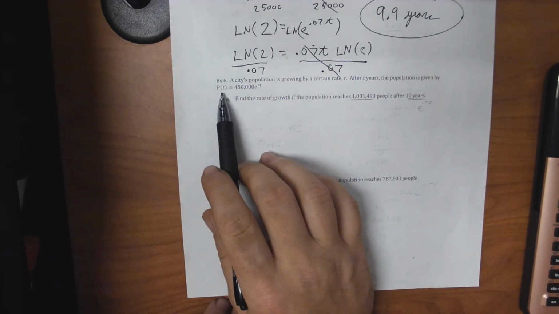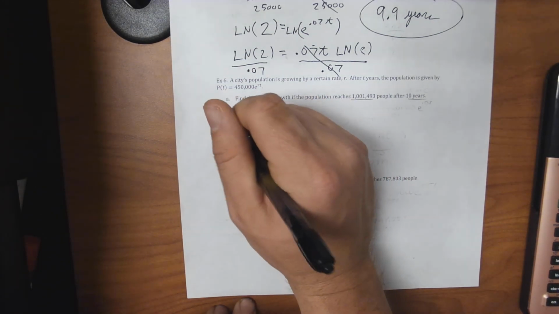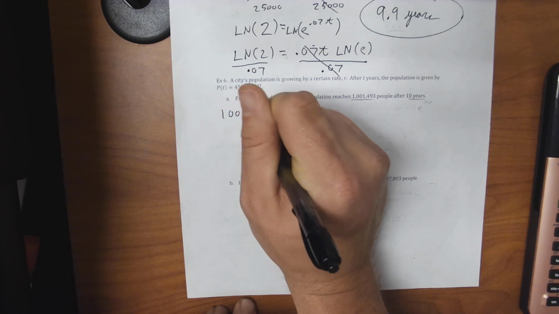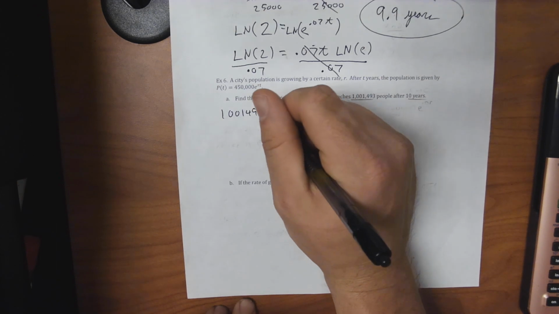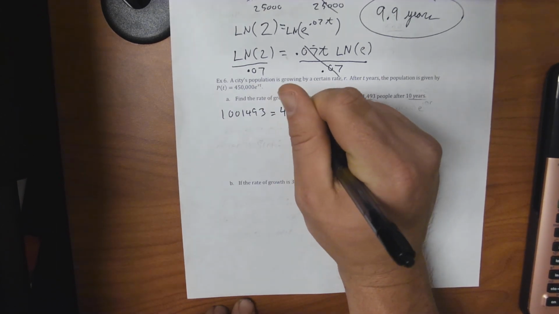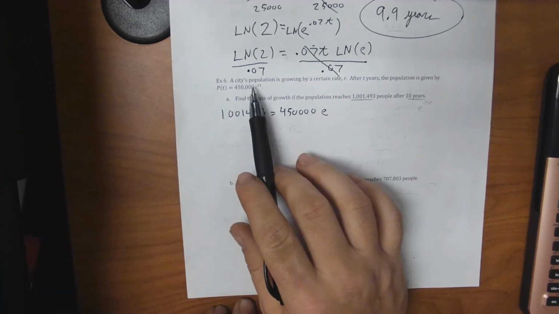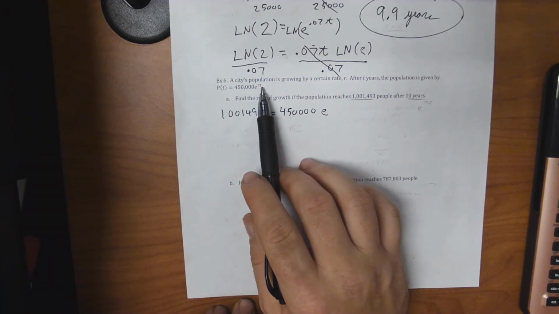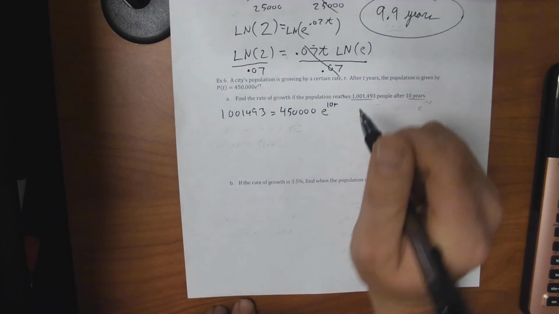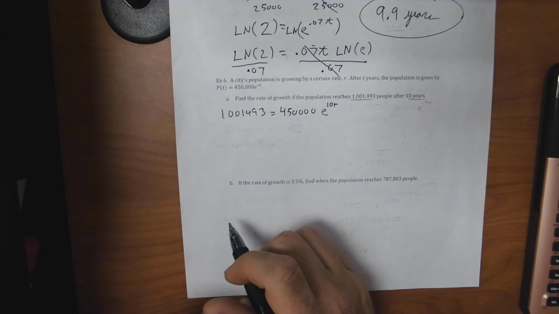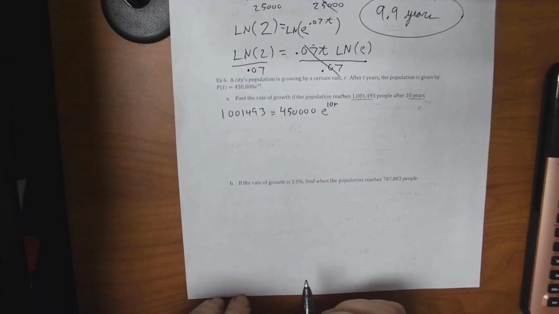So p at t represents the population at time t. So we're going to set the population equal to that number. And that's going to equal 450,000 times e. We don't know what r is, but we know what t is. T is, we're setting it to 10. 10r. And then you solve this equation the same as the others. Go ahead and divide. Let's write that down for a moment.